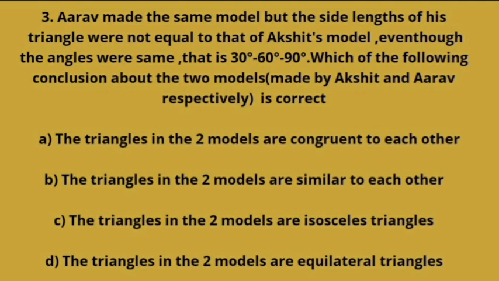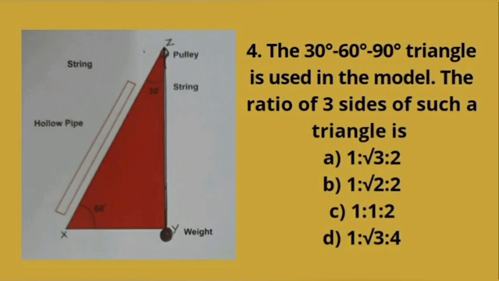The first one, that the triangles in the two models are congruent to each other. The second one being the triangles in the two models are similar to each other. The third one, that the triangles in the two models are isosceles triangles. Or the fourth one, which says the triangles in the two models are equilateral triangles. So just read once again and think about the correct solution.